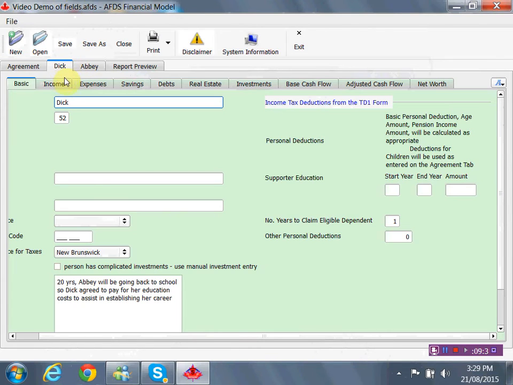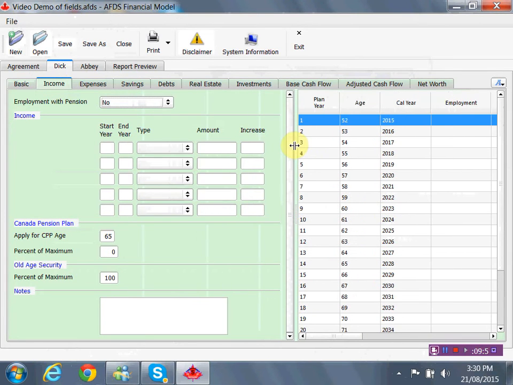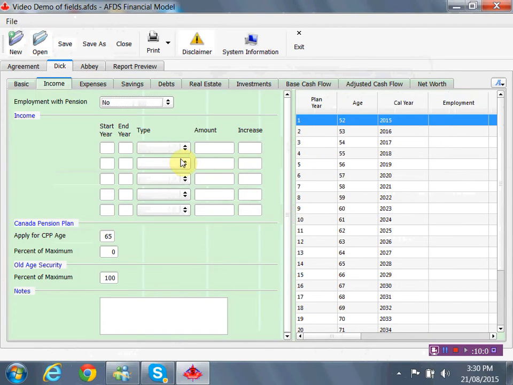So if we go back to Dick, then we have all of these other tabs. So income, expenses, savings, any debts Dick has, real estate, and investments. So everything up to there is all an input as far as their situation. And the rest of these are things that are showing you the graphs of the output. So if we go to income, and we'll just push this over, we have a number of options.